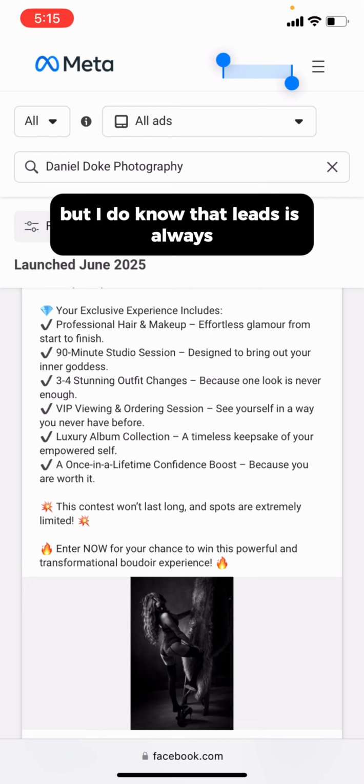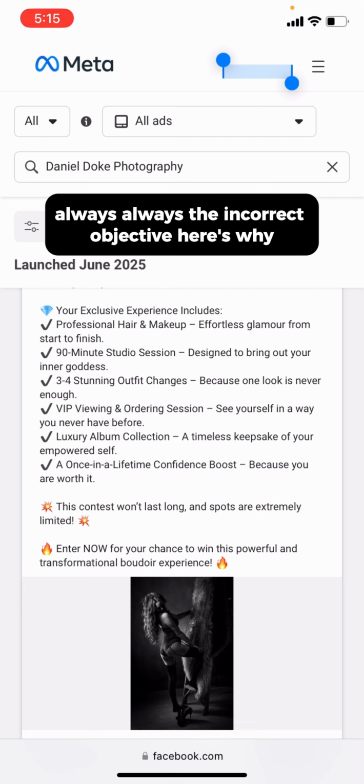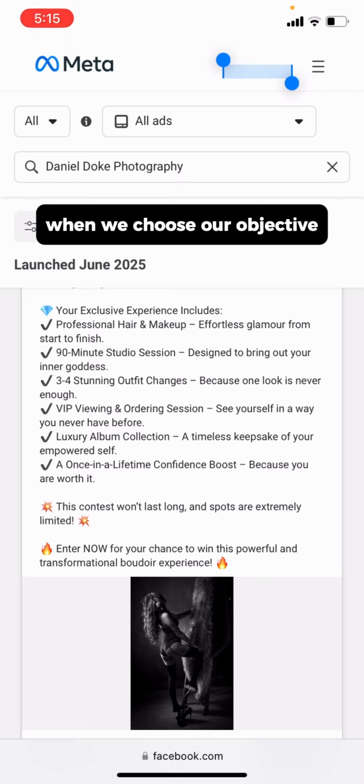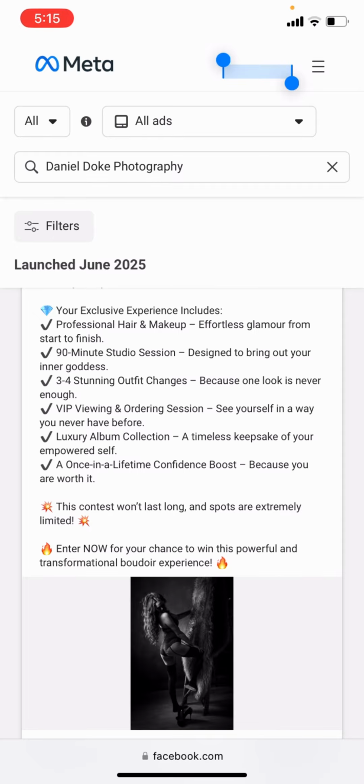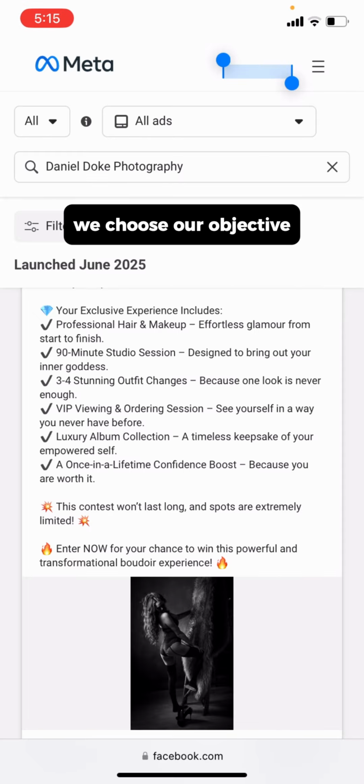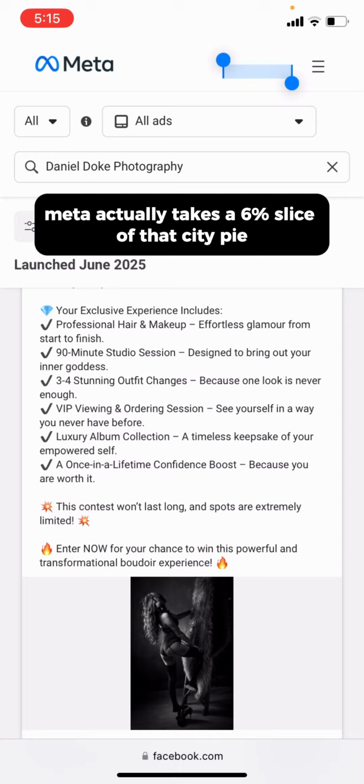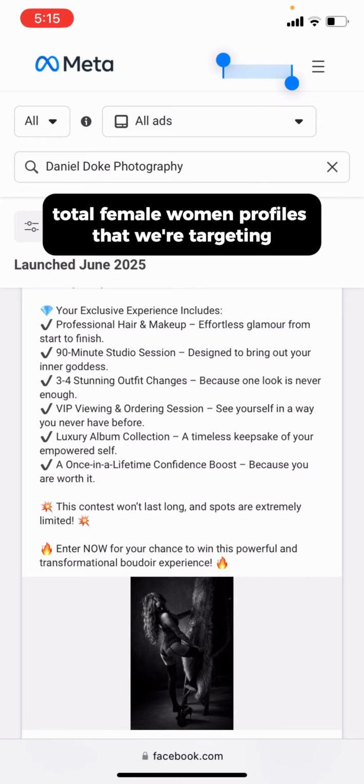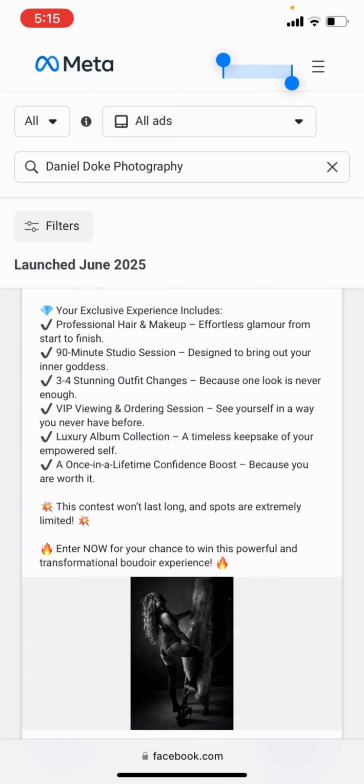I've got no idea, but I do know that leads is always, always, always the incorrect objective. Here's why. When we choose our objective, we're targeting a city. Meta actually takes a 6% slice of that city pie, total women profiles that we're targeting, takes a 6% slice.